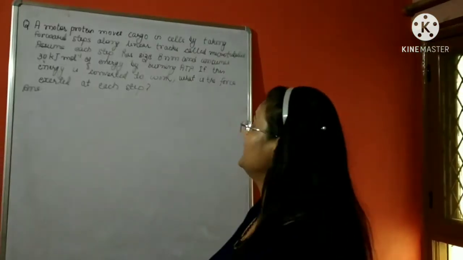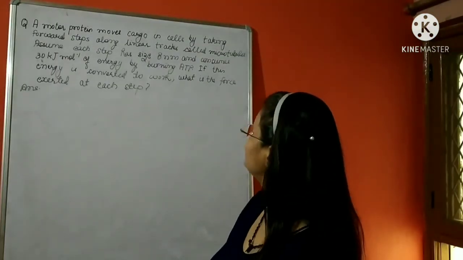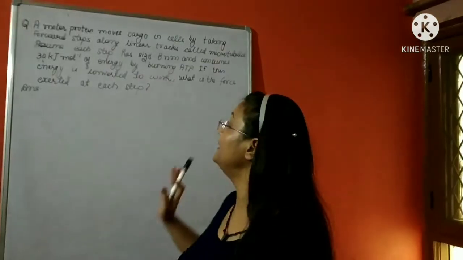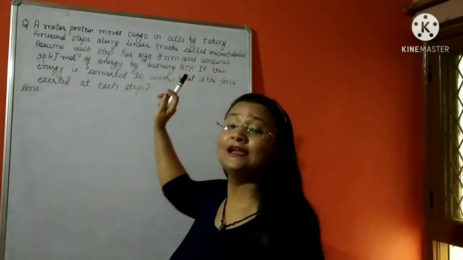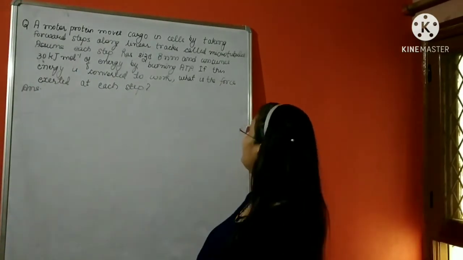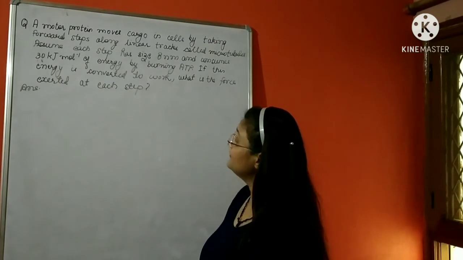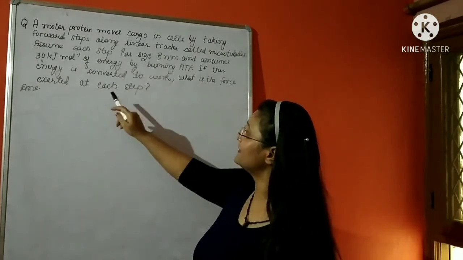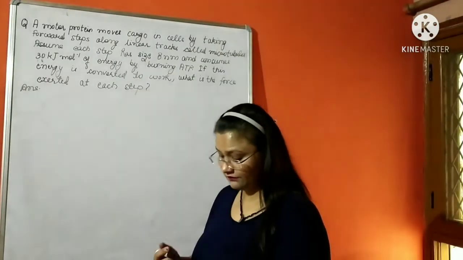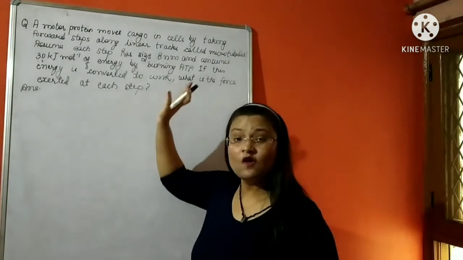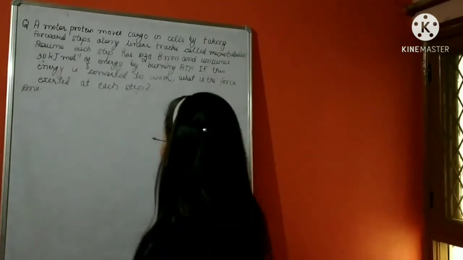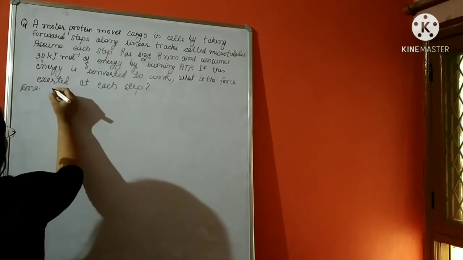So another question was, a model protein moves cargo in cells by taking forward steps along linear tracks called microtubules. Right? Assume each step has size 8 nanometers and consumes 30 kilojoule per mole of energy by burning ATP. If this energy is converted to work, what is the force exerted at each step? Now, in order to know force, we should know the formula, how force is related to energy. Right? So, let me write the formula over here.